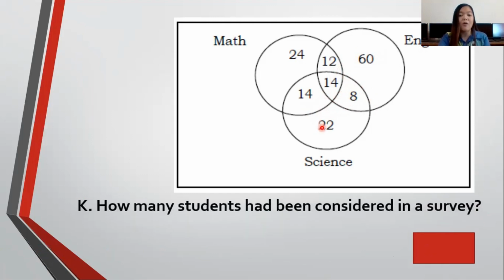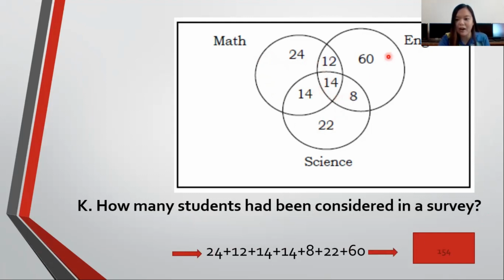So, how many students had been considered in the survey? So, ilan na nga ba yung na-survey na students? So, andito na yung 24 plus 12 plus 14 plus 14 plus 8 plus 22 plus 60. You have 154. And that is now the union of M, E, and S, or M union E union S. So, lahat na ng napaloob sa circles ng M, E, at S.